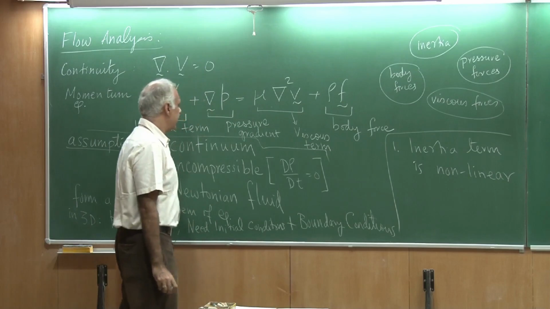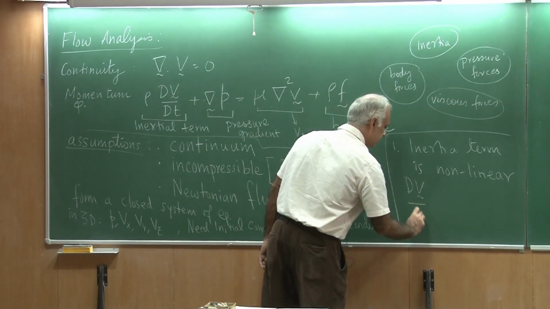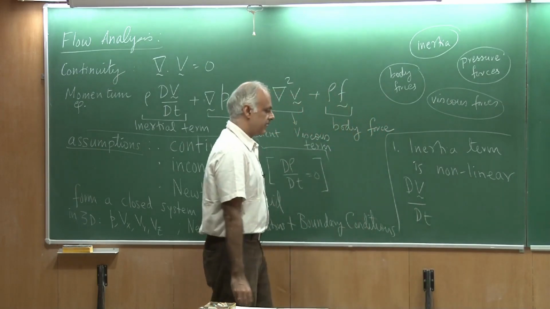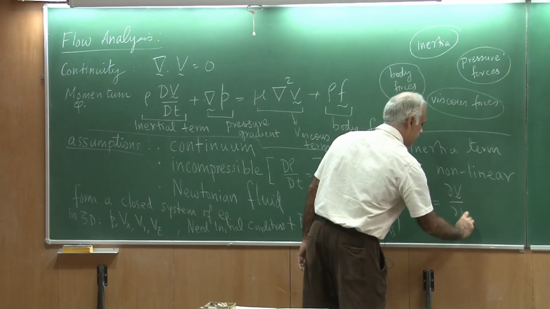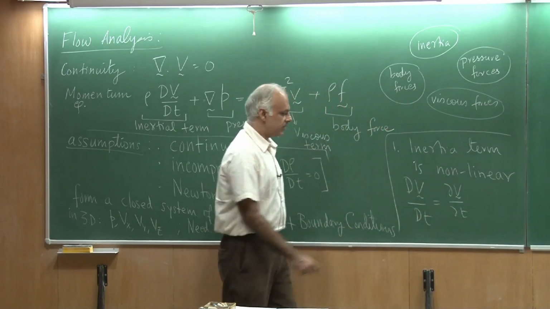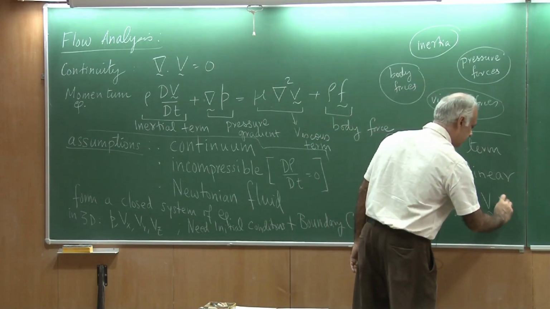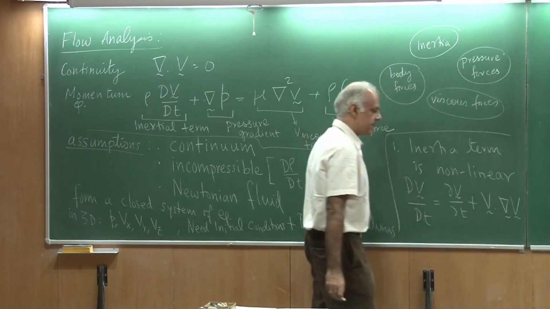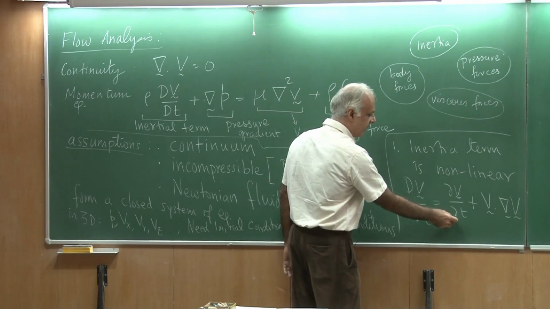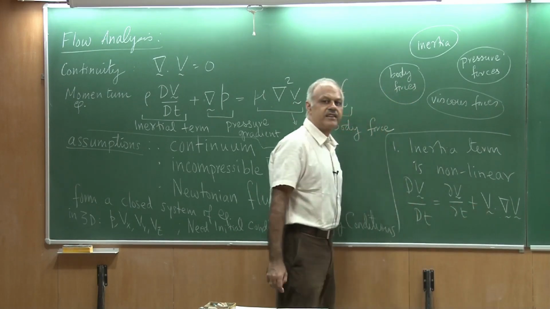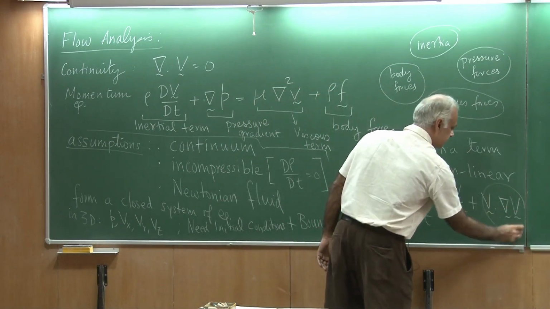Why is that? Now please recall that this term dv dt is actually, if you remember, the substantial acceleration. So it is given by the local acceleration plus v dot gradient of v, right. So this is the total acceleration, this is the local acceleration, and this is the convective acceleration, and this is a nonlinear term.